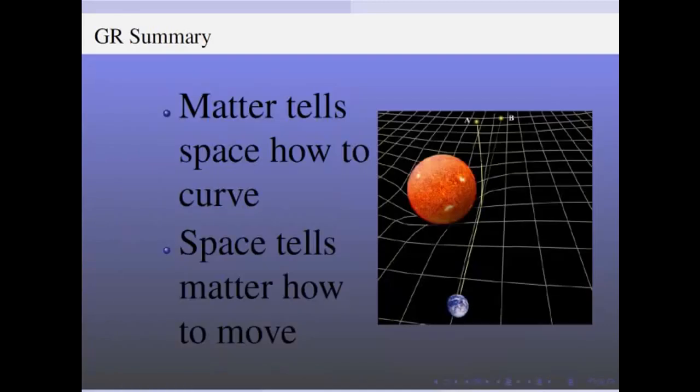So here's the gist of it. Matter tells space how to curve. Space tells matter how to move. And not just matter, but also light.